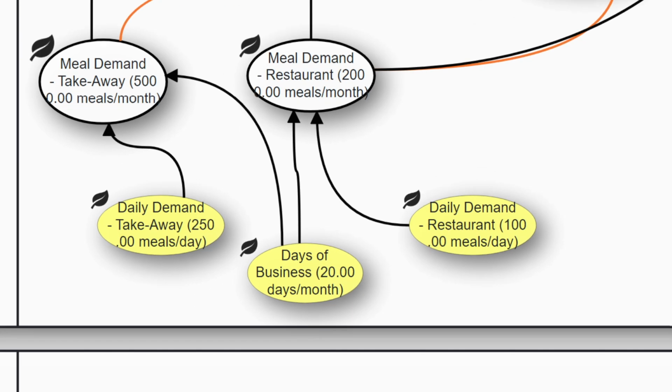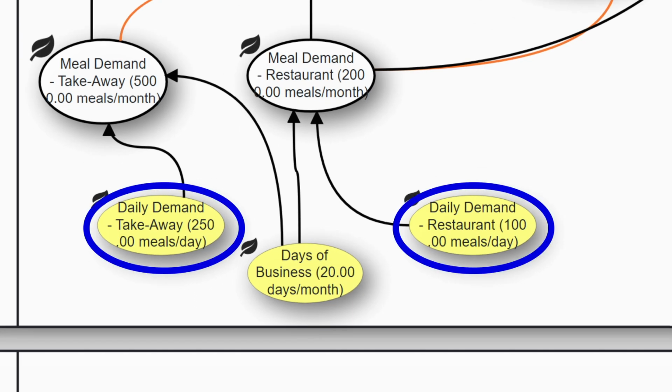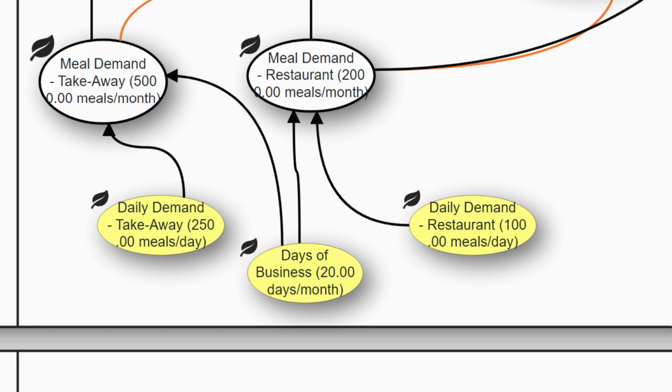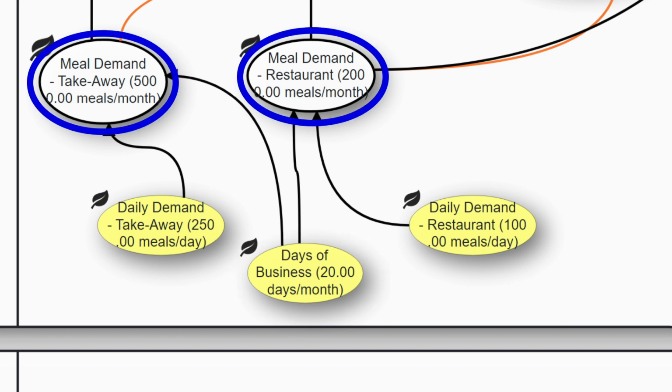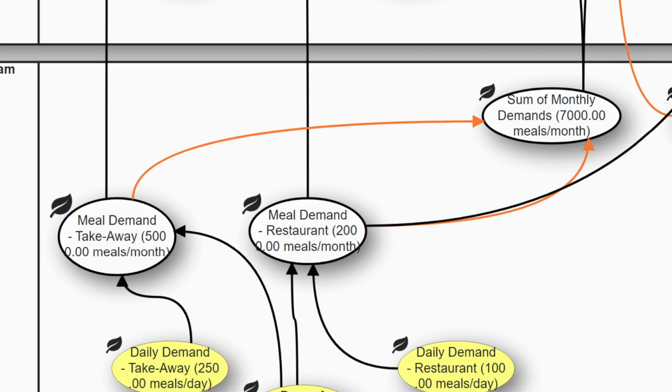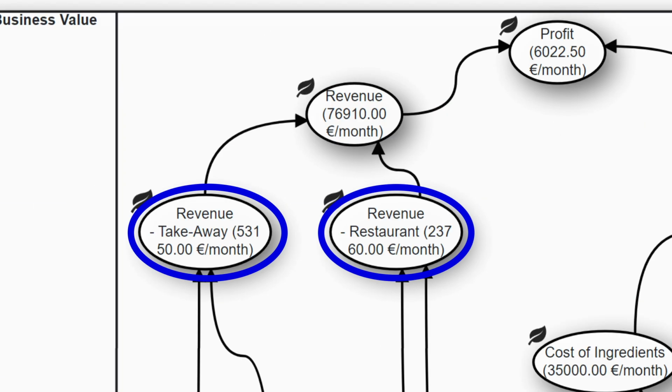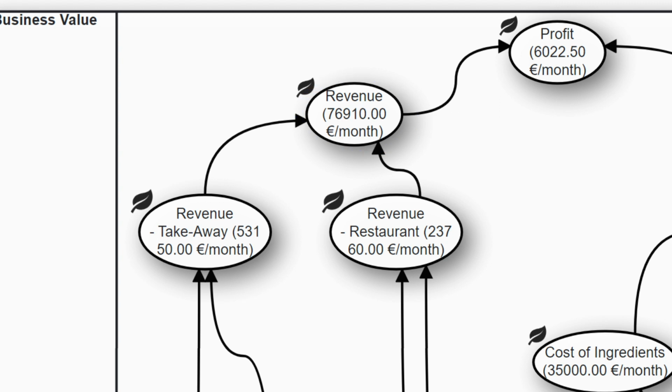On the revenue side, there are 2 income streams. One from takeaway meals, which are 250 meals a day. The other one are meals consumed in the restaurant, which are 100 per day. This daily demand is multiplied with the number of days per month that the restaurant is open, and we get the monthly meal demand per type. We multiply the demand with the meal price to get the monthly revenue per type and then the combined revenue.